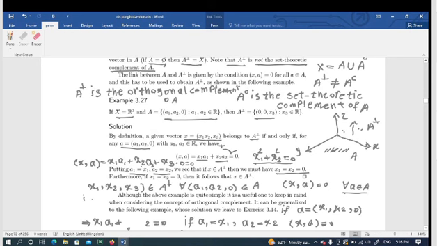So just a triple like this can be in A orthogonal. And any member like this will be orthogonal to any member of A like this. So A orthogonal equals the triple (0, 0, x3) for all x3 in R.